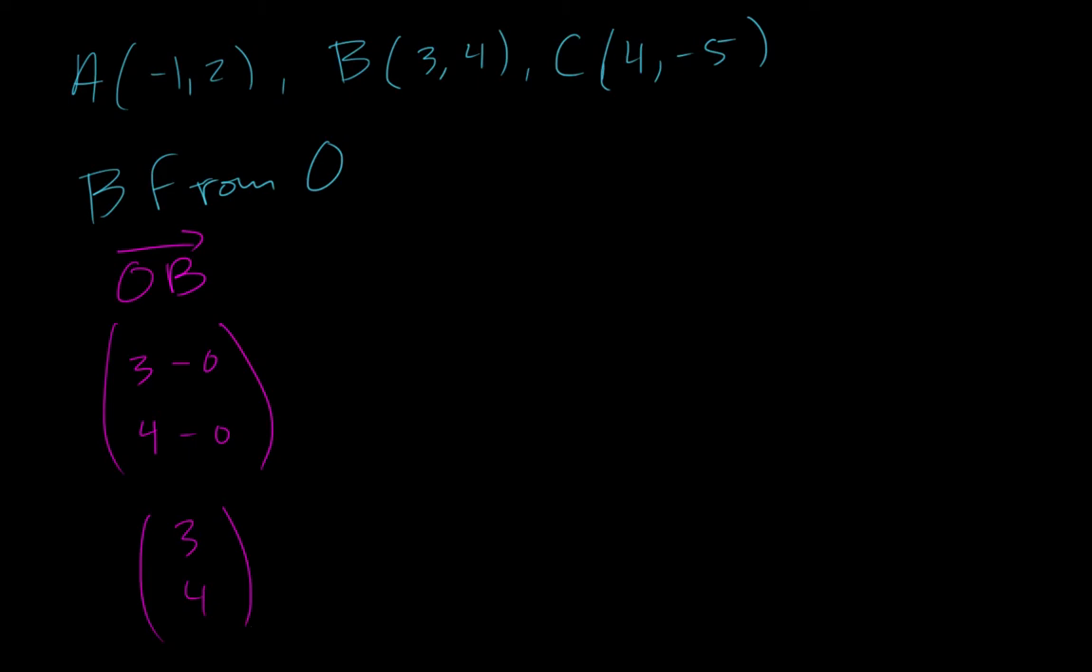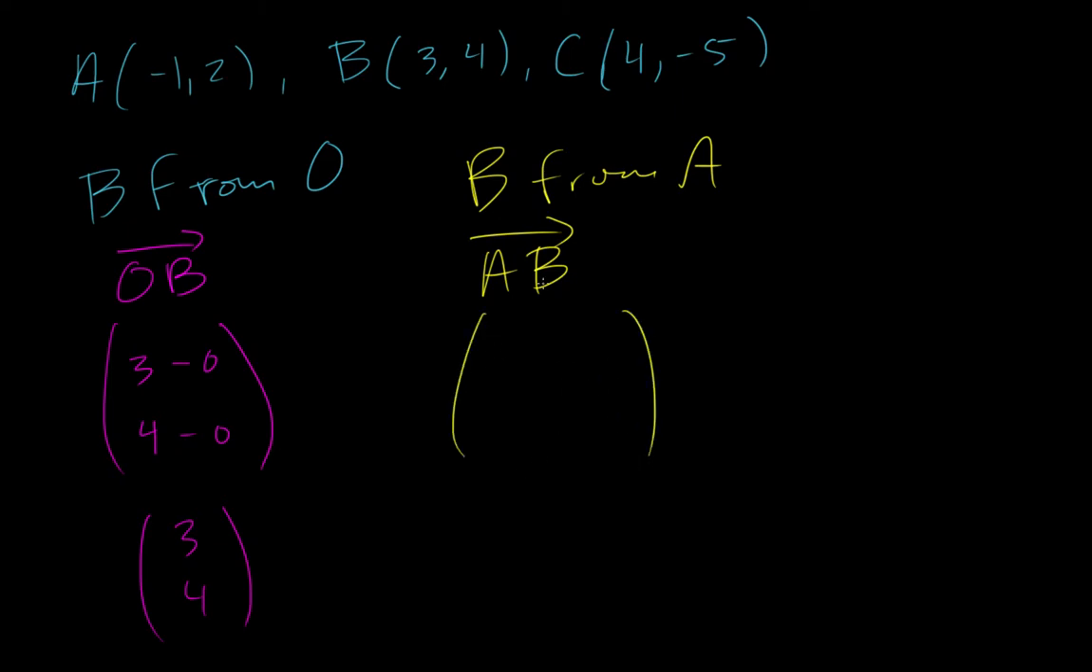Okay, now we're going to look at B from A. So that is AB. And we swap them once we look at it in this form. So we write down B minus A: (3, 4) minus (-1, 2). And so this is like a plus sign, 3 plus 1, we get 4, 4 minus 2, we get 2. So vector AB is (4, 2).